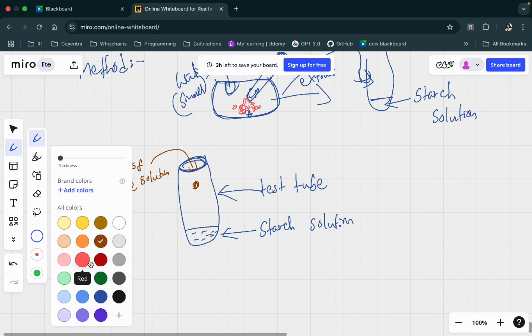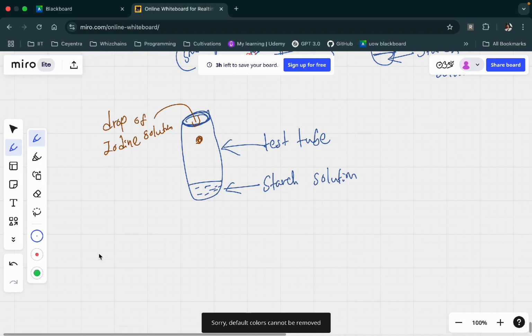Then what can you observe? Next one is observation.